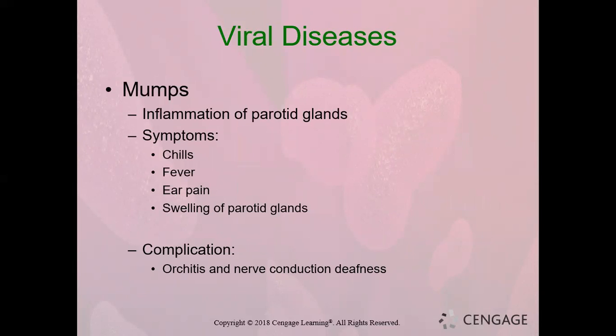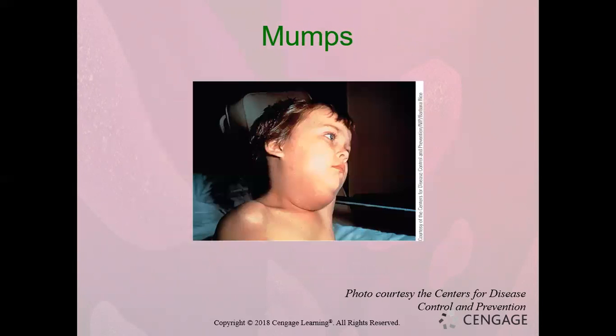Mumps is an inflammation of the parotid glands. Symptoms are chills, fever, ear pain, swelling. You can have deafness from this as one of the complications. There's the mumps, poor baby.